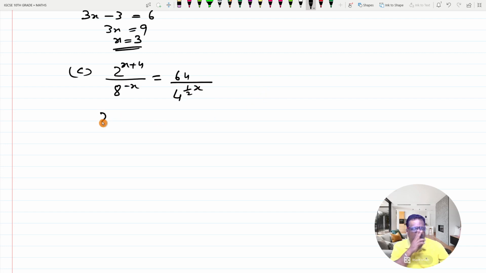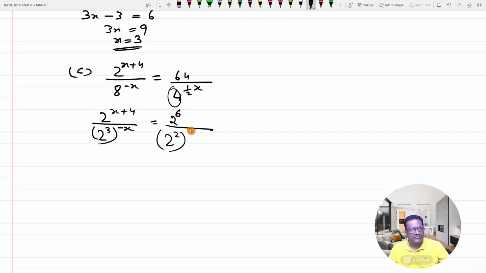2 raised to x plus 4 I'll keep as it is. This 8 I'm going to write as 2 raised to 3 and then raised to minus x. This 64 I'm going to write as 2 raised to how much? 8 eights are 64, 3, 3, so 2 raised to 6. And this 4 I'm going to write as 2 squared and then raised to half x. Now, next step, 2 raised to x plus 4 as it is upon 2 raised to 3 into minus x, which will be 2 raised to minus 3x.